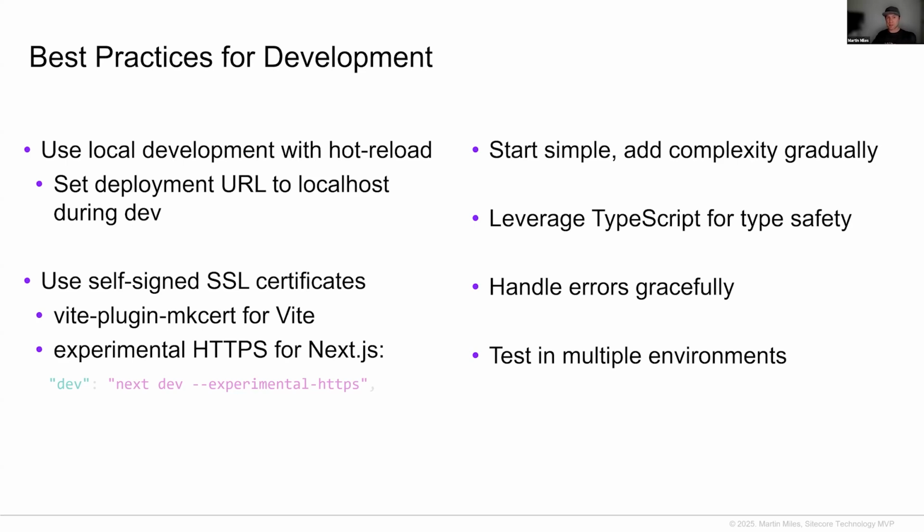Last but not least, test in multiple environments. This one particularly hit me hard. I learned that the hard way. Test your app in different organizations with different user permissions and in different extension points. This will help you catch edge cases, and it will ensure your app works reliably for all users.